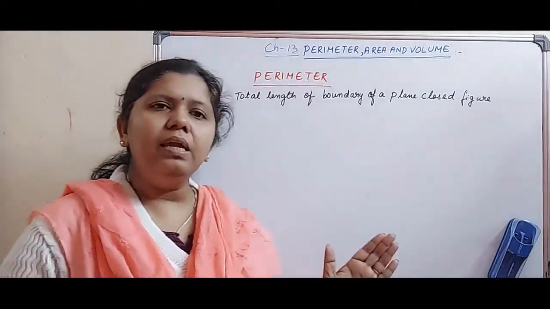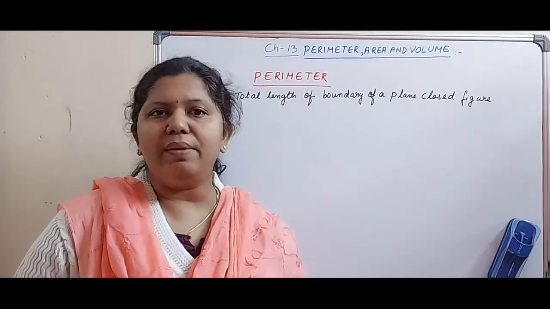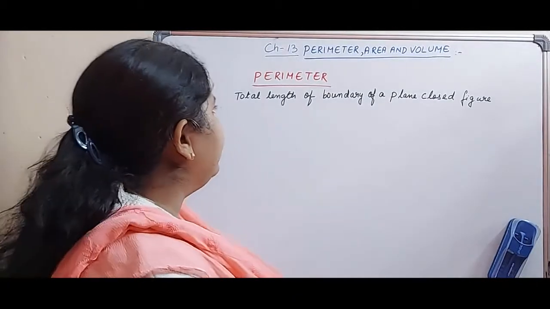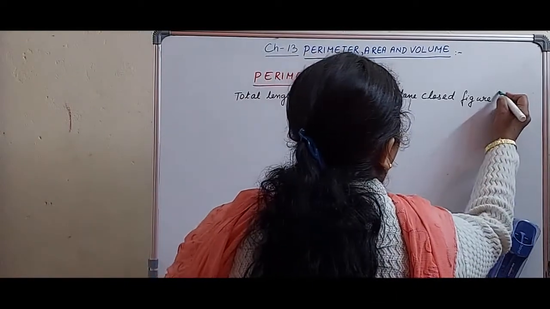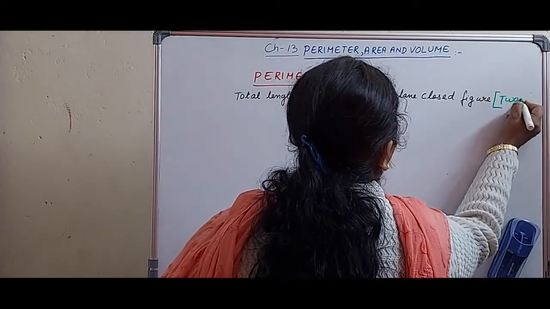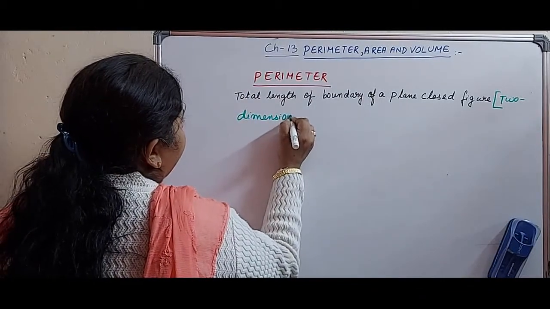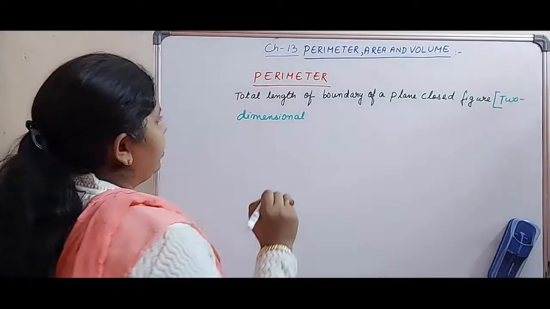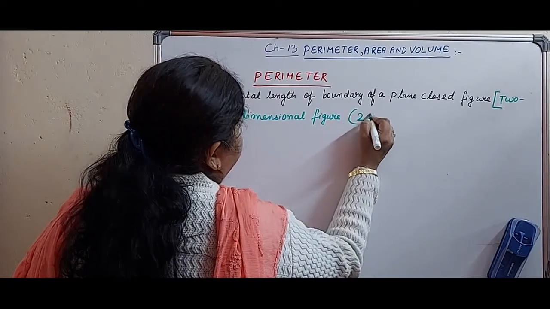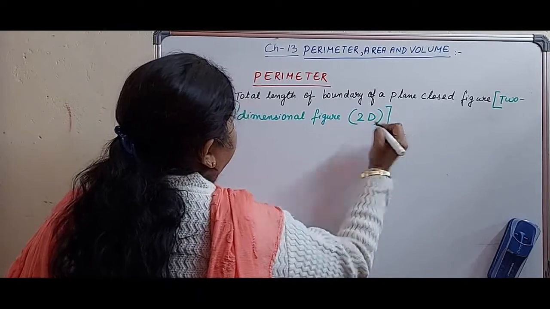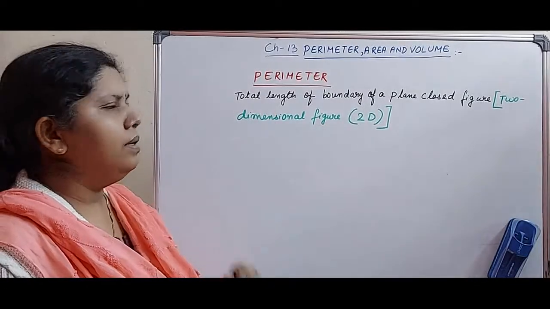Children, why do we say these figures are plane closed figures? Because it is a two-dimensional figure. So you write here, the meaning of plane closed figure, you put a bracket here and you write, it is a two-dimensional figure. Two-dimensional figure means the figure will not have any thickness in it. We can also call it a 2D figure. So the total length of the boundary of a two-dimensional figure is the perimeter.